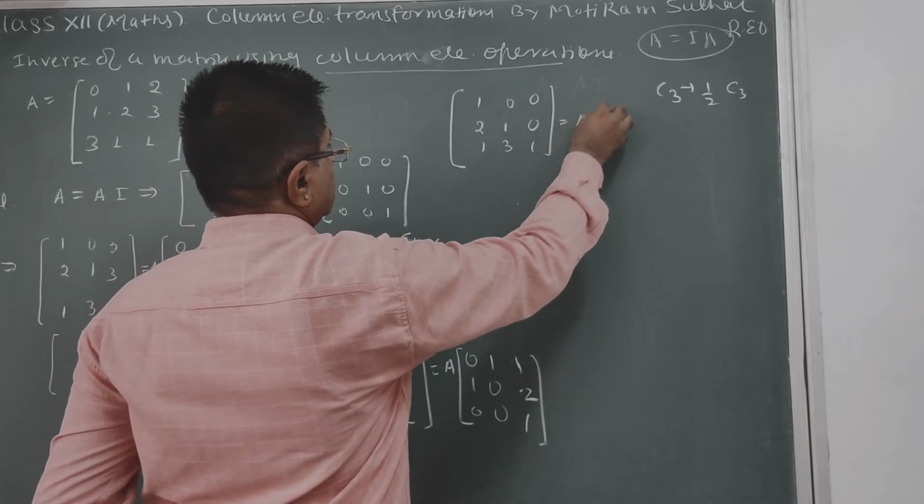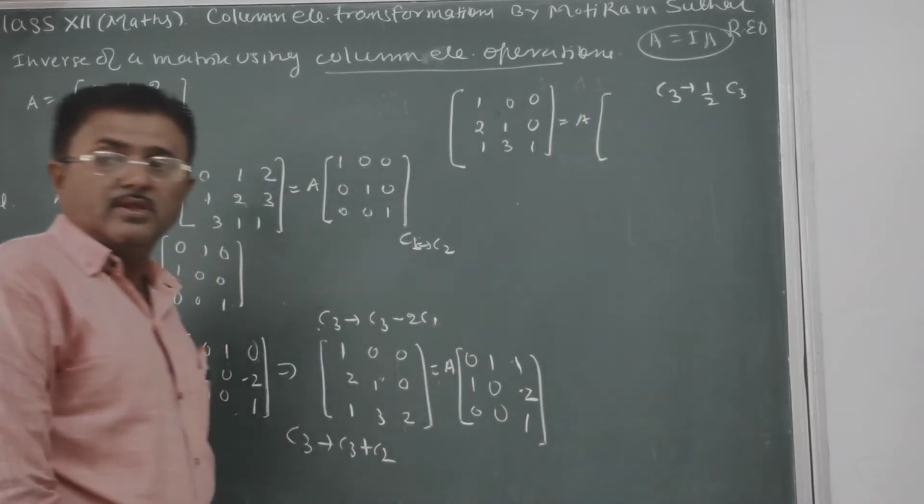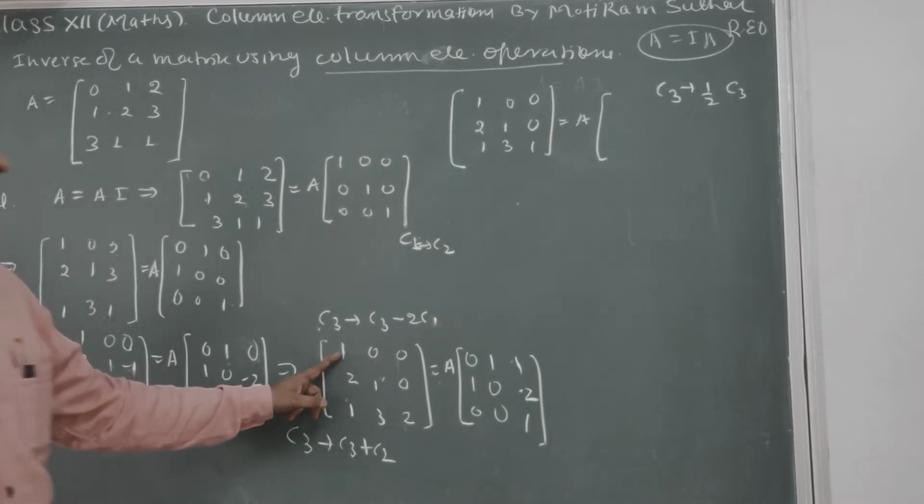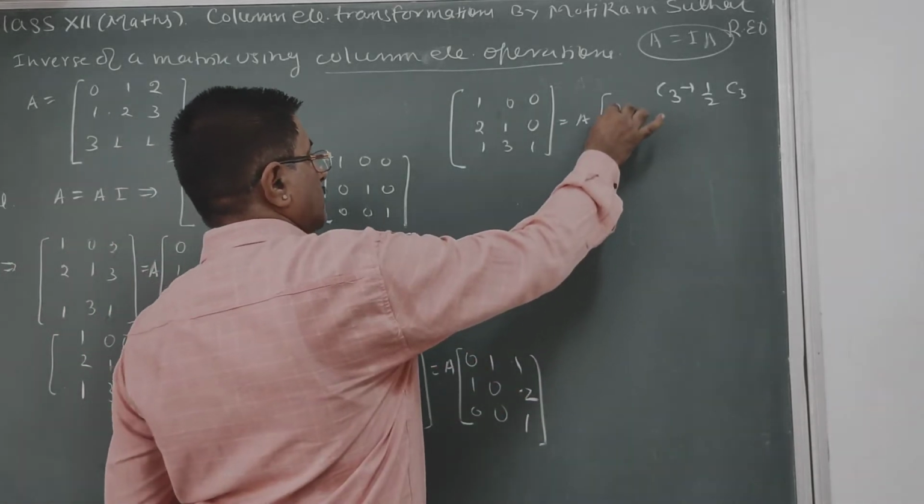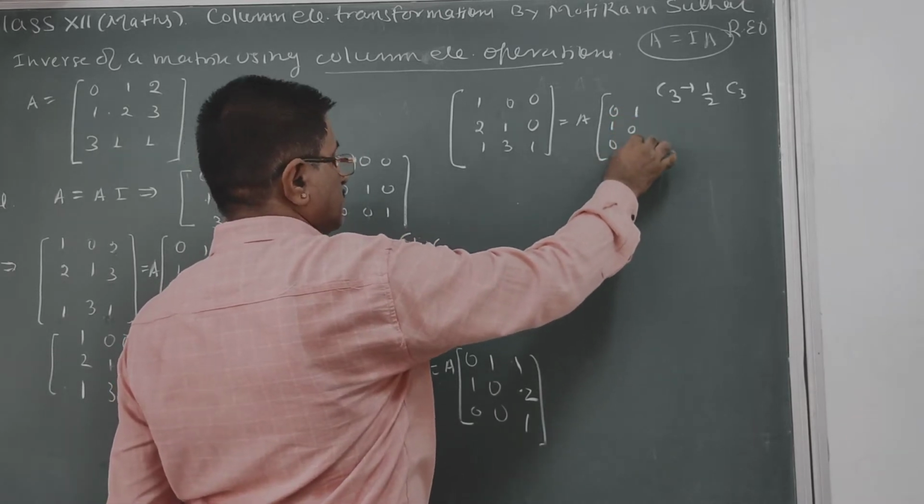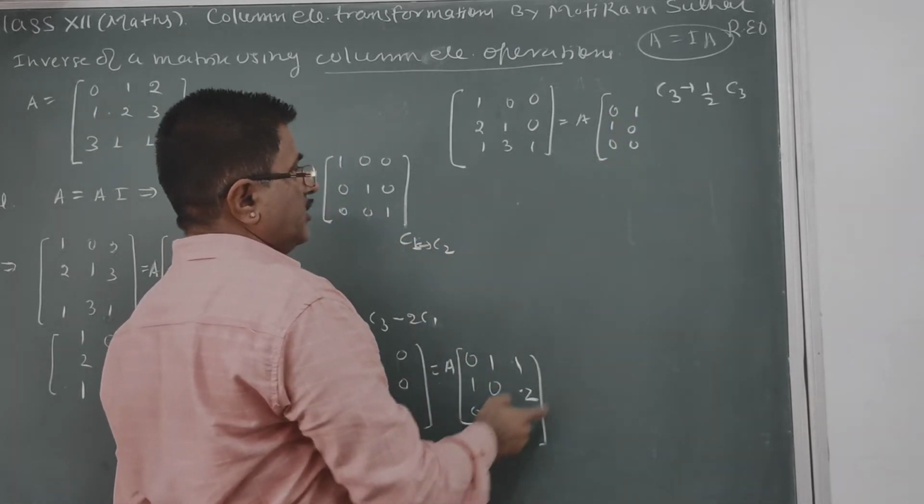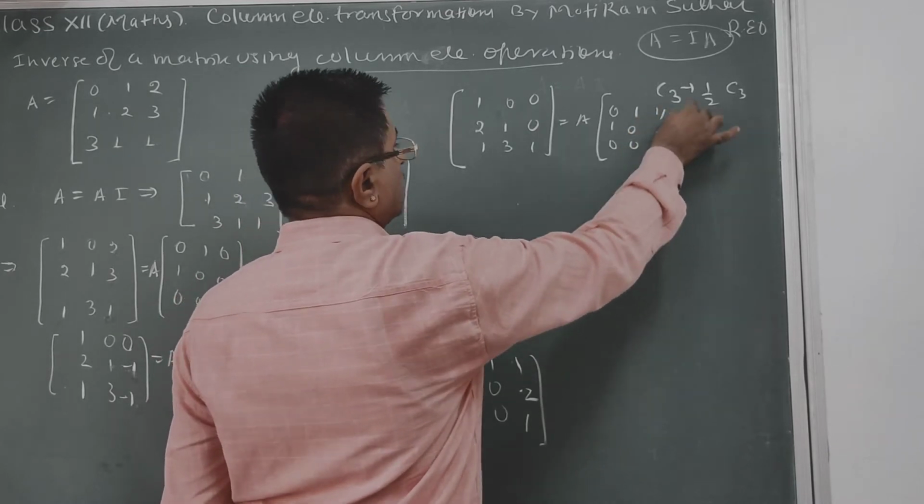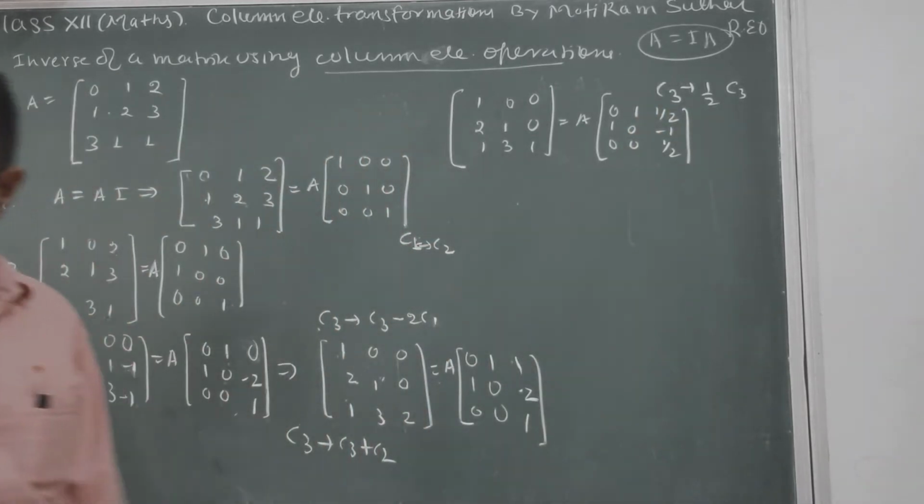On the right hand side also we write first and second column as given, that is 0 1 0, 1 0 0. Now this column is divided by 2. So 1 by 2, minus 1, and 1 by 2. Okay? So in this way we get the element.